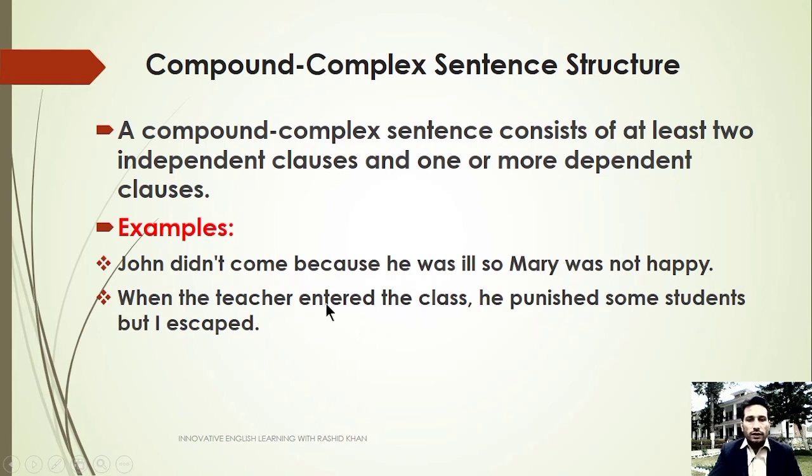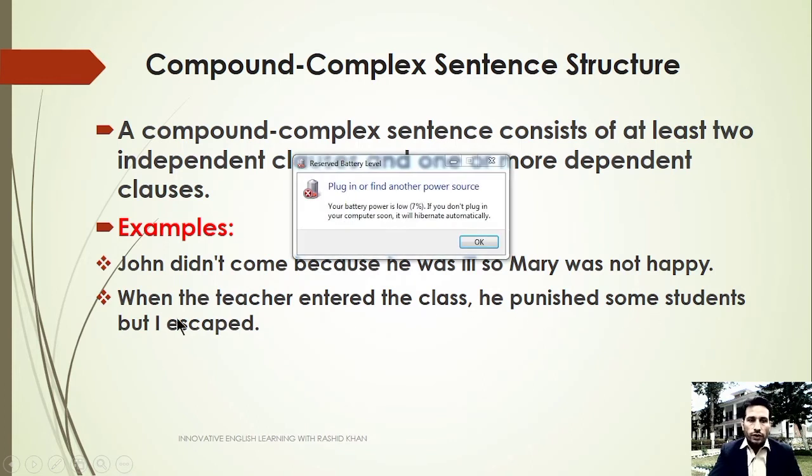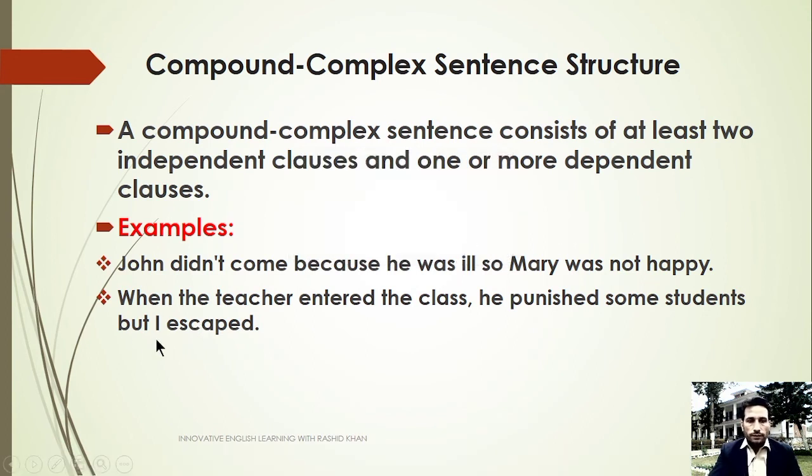When the teacher entered the class, that is a dependent clause. He punished some students, that is an independent clause. But I escaped, that is another independent clause. So we have two independent and one dependent clause, and thus it is a compound complex sentence.